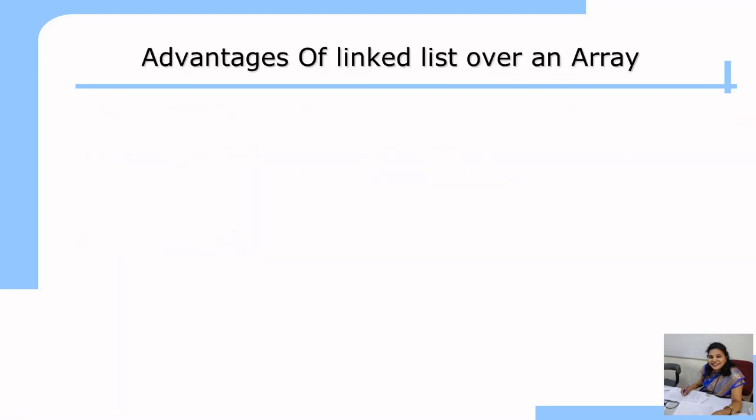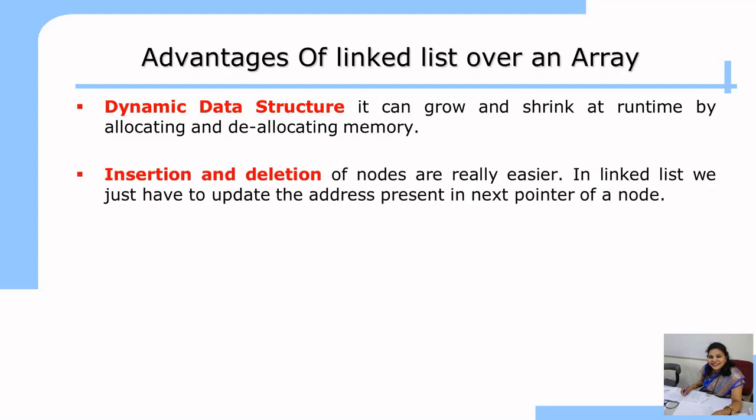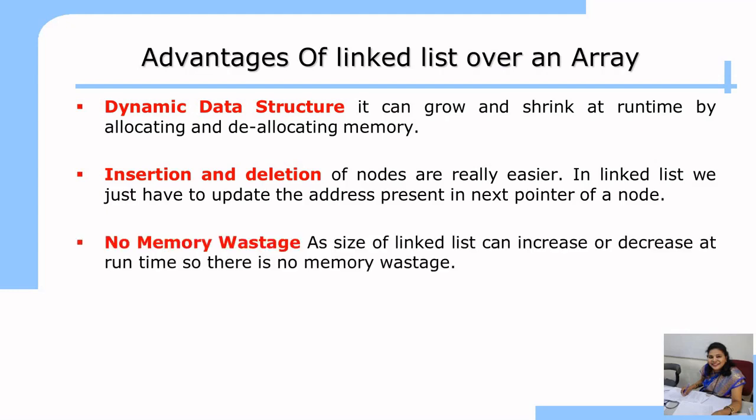So these are the advantages of linked list over an array. First, linked list is a dynamic data structure, meaning it can grow and shrink at runtime by allocating and deallocating memory. Linked list is not of fixed size. Insert and delete operations on the linked list are easier than the array because they don't require the shift operation. Also, there is no memory wastage in a linked list. Why? Because its size is increased or decreased at runtime.